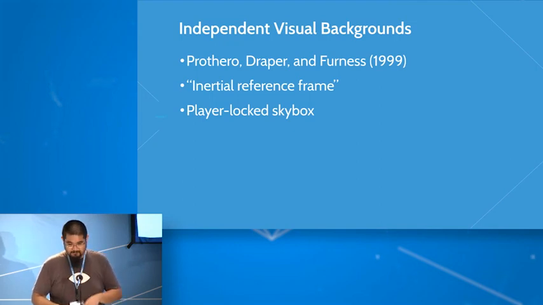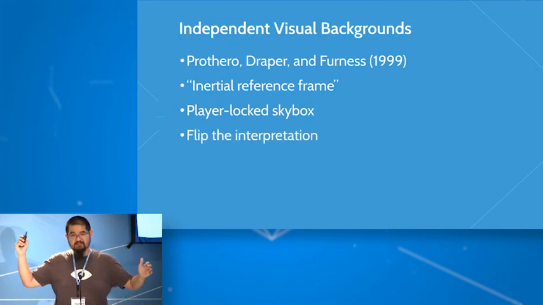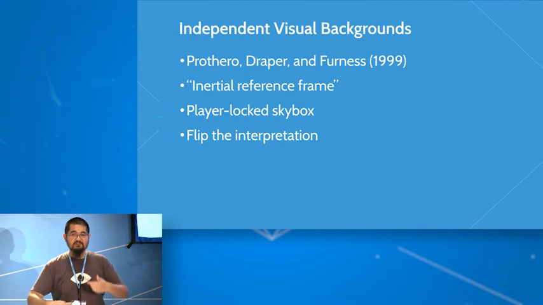But what happens is by using this locked skybox, you essentially flip the interpretation that your mind defaults to when it sees optic flow in the Rift. Whereas it used to see the optic flow and say, oh, I must be moving through the world, by providing the player-locked skybox, we were able to flip this interpretation and tell the brain, I'm sitting in this stationary reference frame, and any optic flow I'm seeing is the result of the world moving around me.